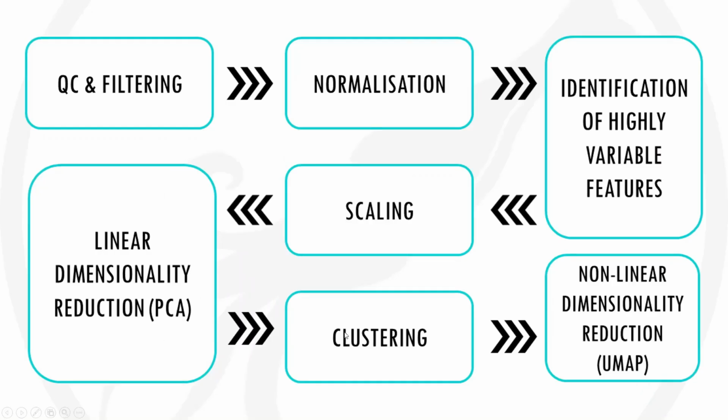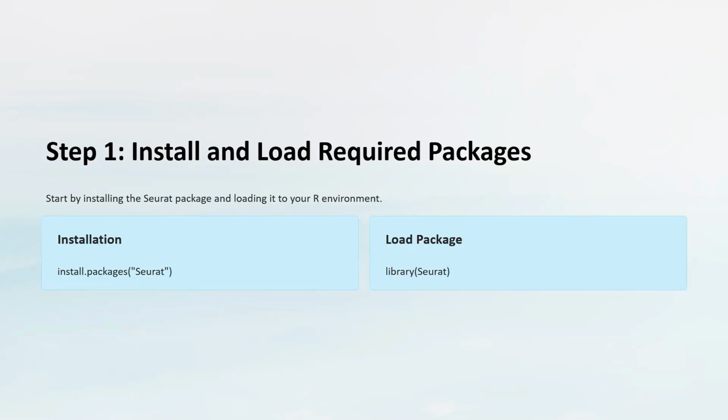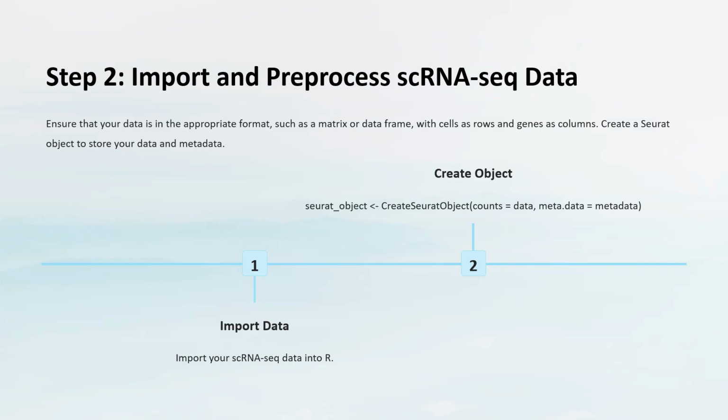After getting our PCA done, we can make the clusters of the genes and then get the UMAP of that as well. First of all, install and load the required packages. The required packages are Seurat, ggplot2 and dplyr. Then we are going to import and pre-process our data. So import your single cell data.